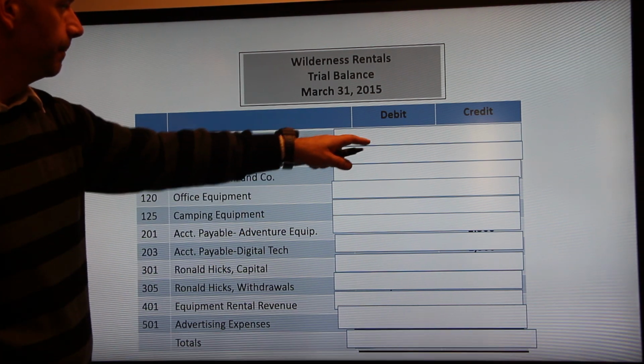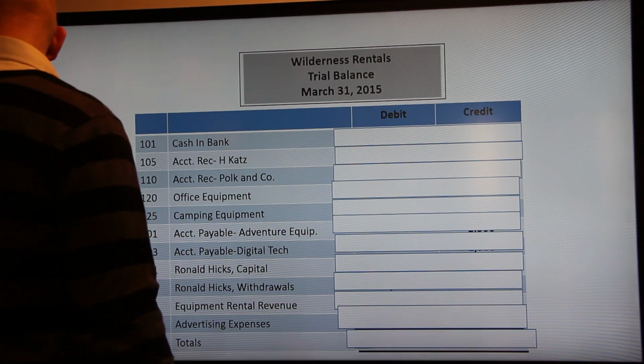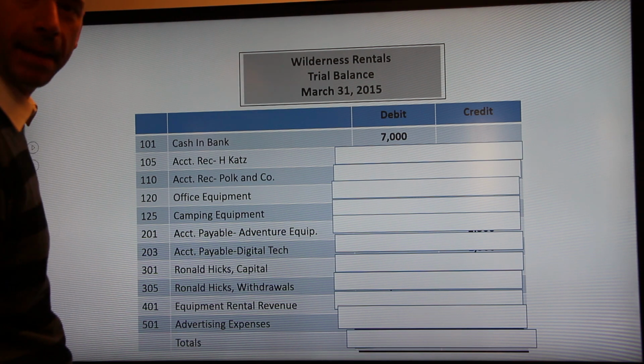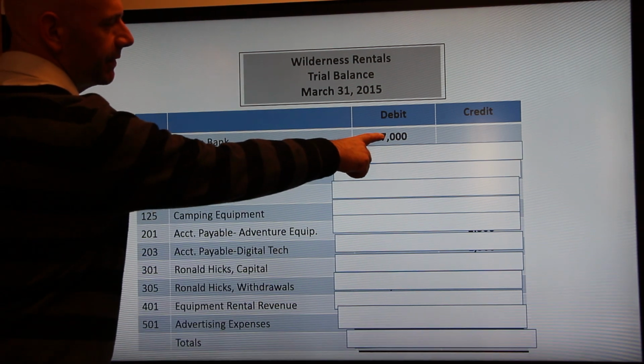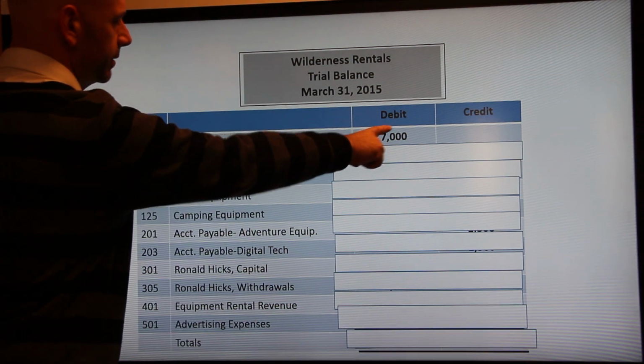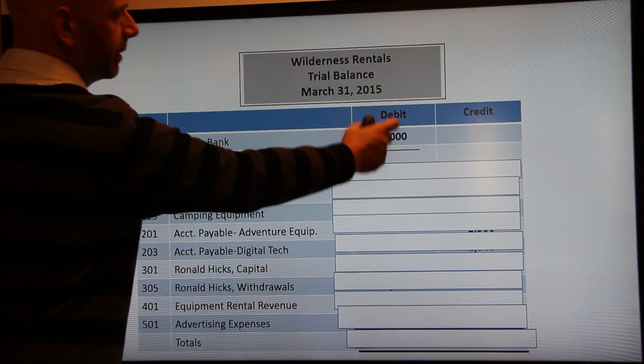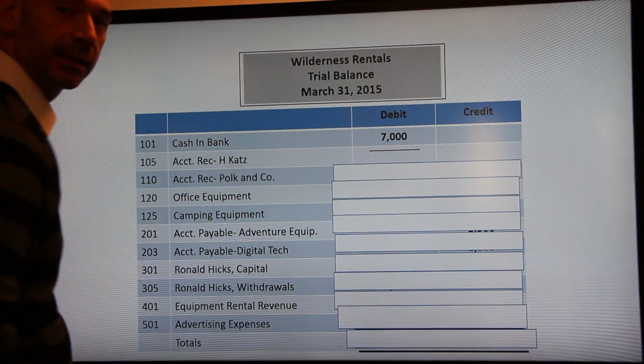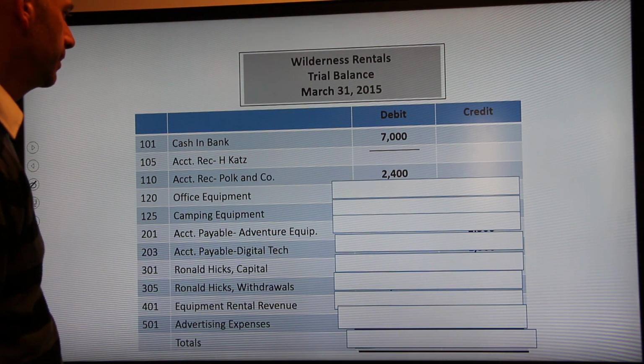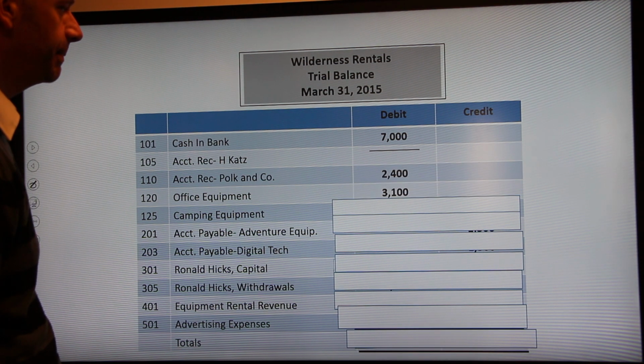So if we remember, for cash and bank, the balance was $7,000. So we would write $7,000. Cash and bank has a debit balance, right? Accounts receivable, there was no balance, so we just put a line. But we put the line on the debit side because that's the normal balance side of accounts receivable. Accounts receivable Polking Company, debit balance. Office equipment, debit balance. Camping equipment, debit balance.